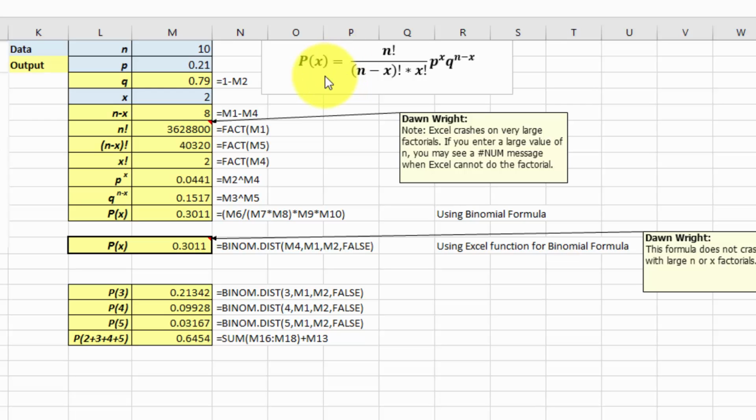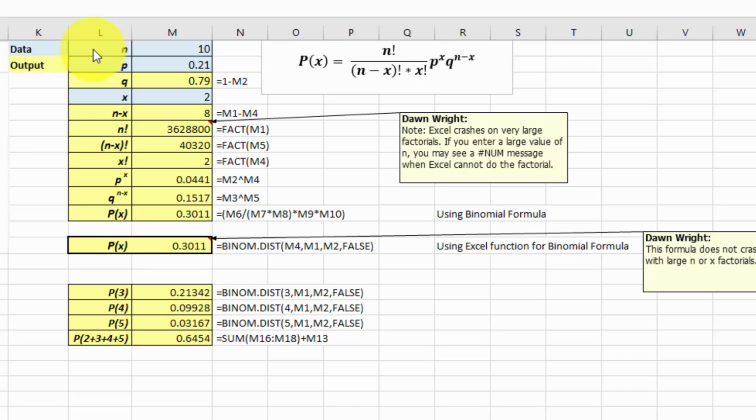This is the long formula for the binomial. The probability of a value of x is equal to n factorial, n being the number of items in the sample, divided by n minus x factorial times x factorial, times p to the x power times q to the n minus x power. It is a lot and it looks difficult that way, but if you break it down in Excel in a logical manner, it's really not that hard. And here's the way I broke it down.